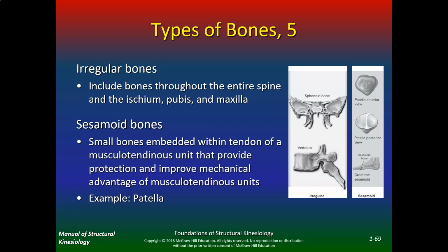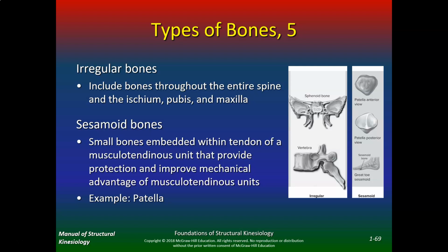Here are some irregular bones. The irregular bones include bones throughout the entire spine, and the ischium, pubis, and maxilla. Then you have the sphenoid bone. So you're thinking, oh, where's the sphenoid bone? Well, if you remember from anatomy, you have the ethmoid bone, and posterior to the ethmoid bone is the sphenoid bone. It kind of looks like a bat. And what sits in the sella turcica of the sphenoid bone is your pituitary gland. So remember: pituitary gland, sphenoid bone.